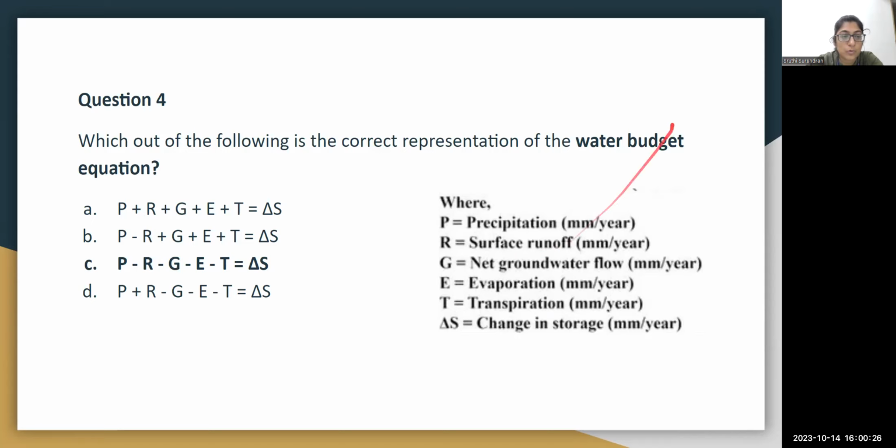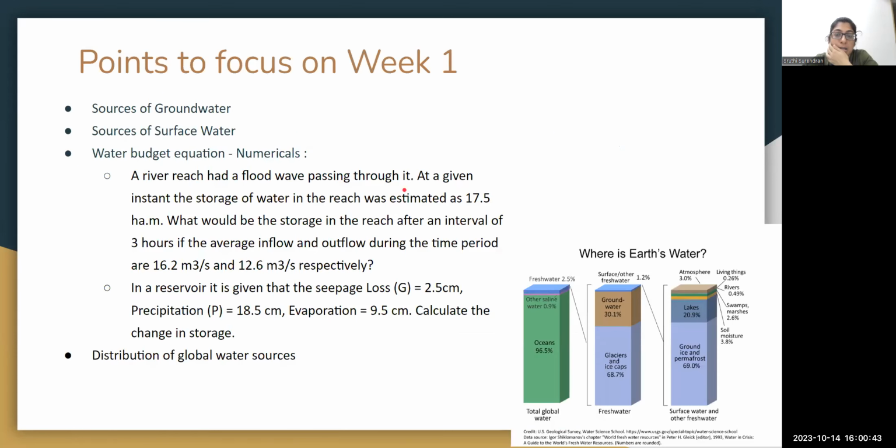Now it can be written in two ways: in this form as the sum of the components, and as the net inflow rate, I minus O is equal to delta S. So this is one area that again you have to focus on. And then, what are the sources of groundwater? There are infiltration galleries, infiltration wells, dug wells, tube wells.